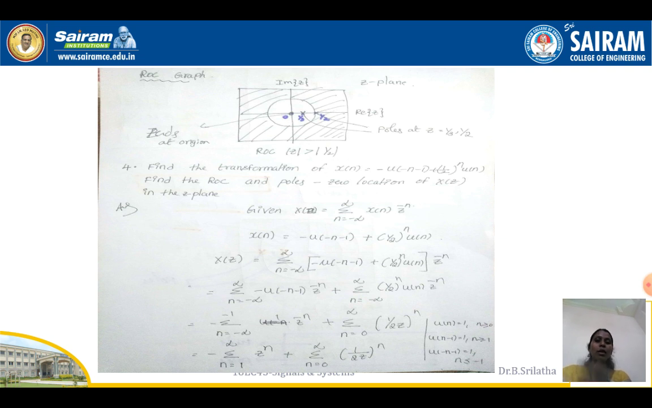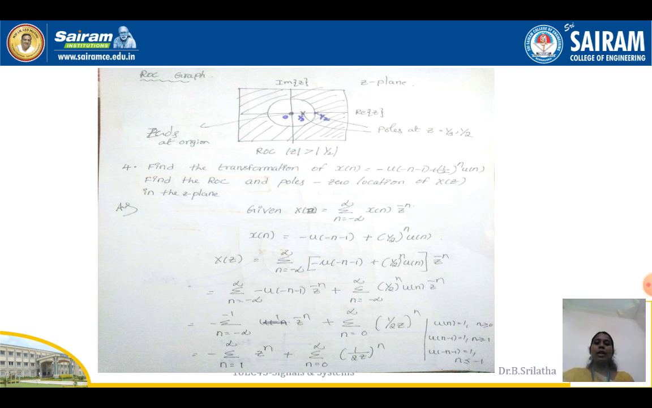Always, as I already told, for the region of convergence, if you are getting two poles, take the maximum value. As discussed in the last class, if it is greater than, it means outside the circle. Clear? This is the region of convergence for the given signal. We'll see some more problems.